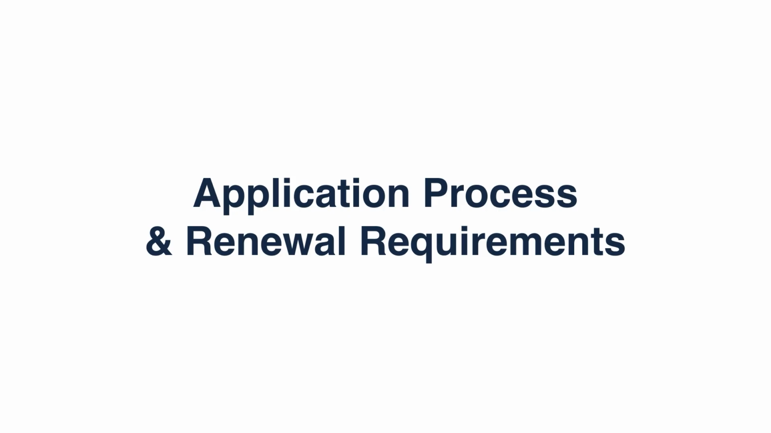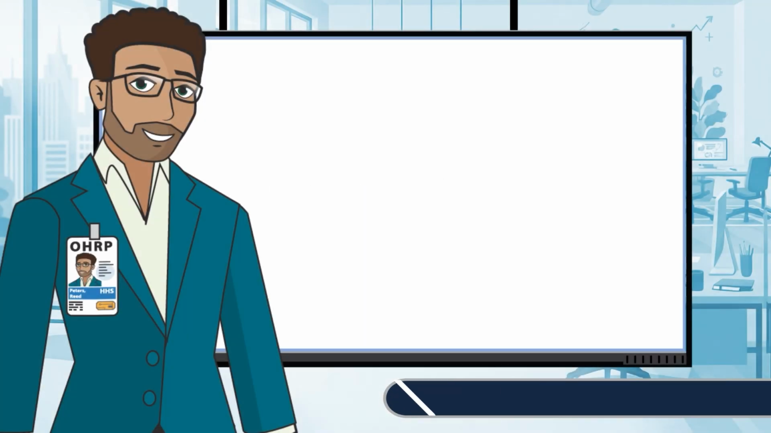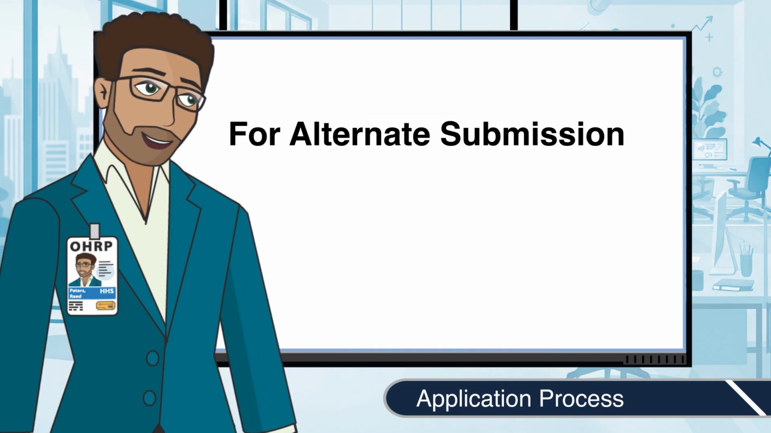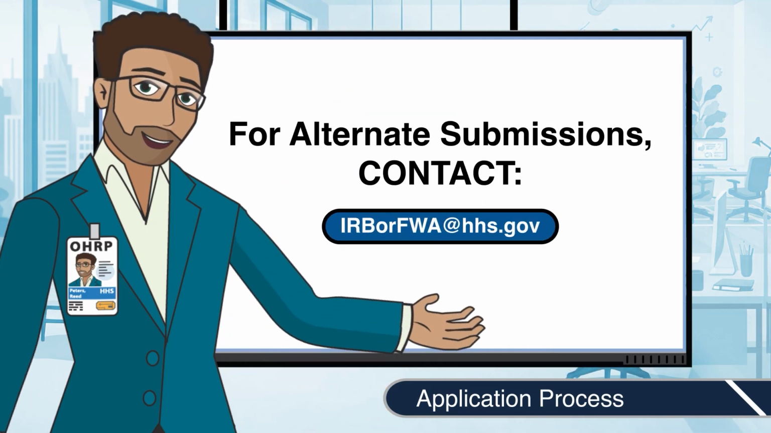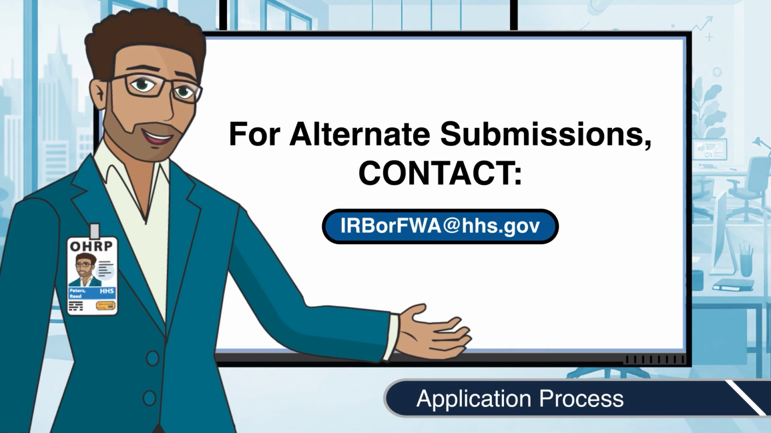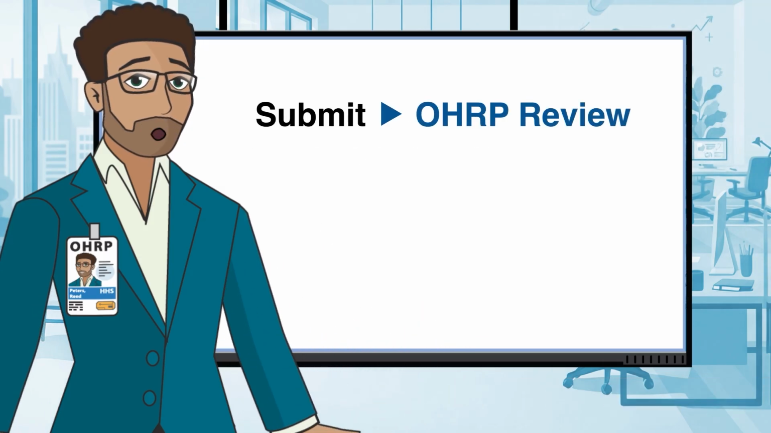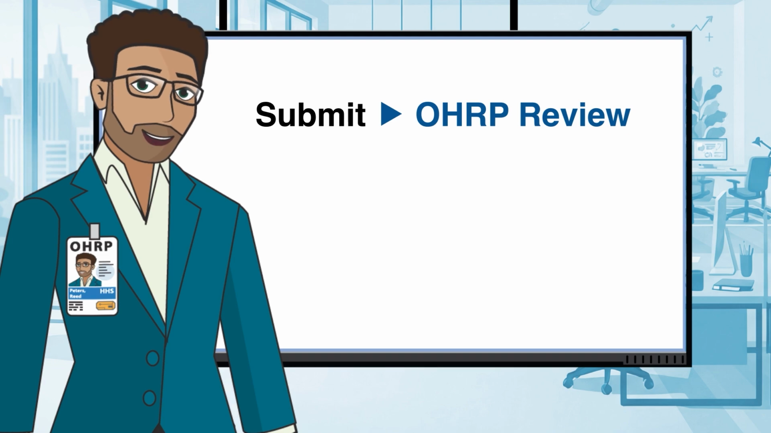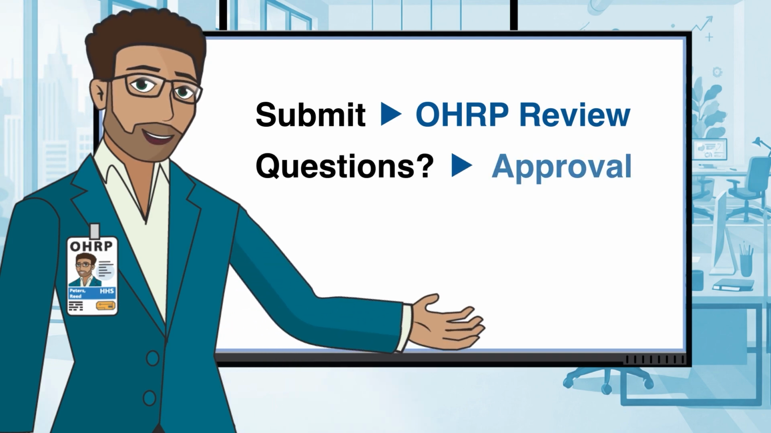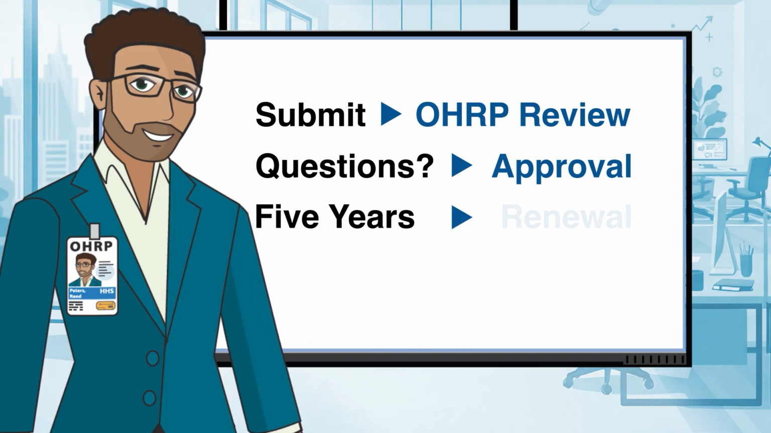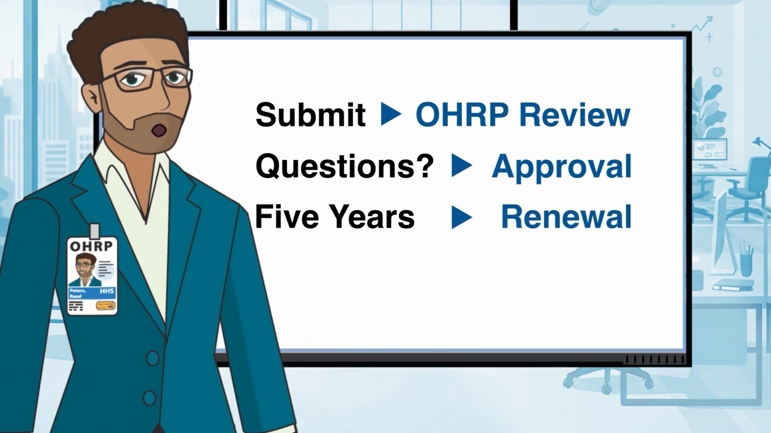Application process and renewal requirements. Most institutions will apply online using our electronic system. If your institution truly cannot apply electronically, please reach out to us at the email on your screen. Once you submit your application, we review it. We may reach out with questions. If everything meets our requirements, we'll approve it, and your FWA will be active for 5 years. If your institution continues to engage in research requiring an assurance, you'll need to apply for renewal before it expires.